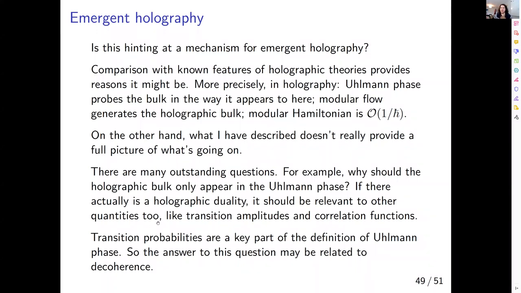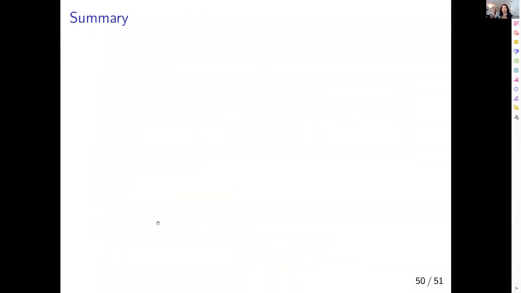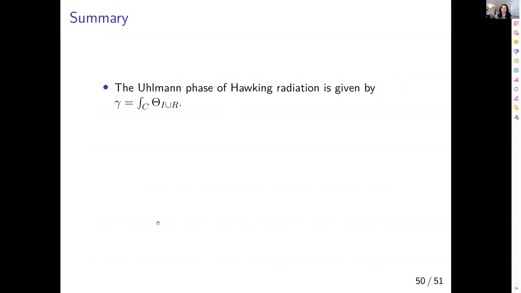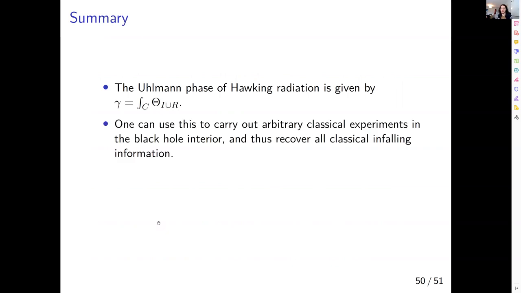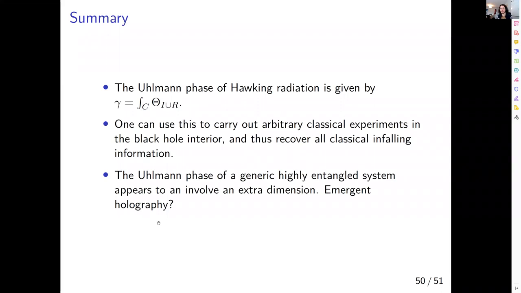So let me summarize what I've told you about today. First, I showed how one can derive this formula for the Uhlmann phase of Hawking radiation in terms of the classical phase space of the island. Then I explained how one can use that formula to recover all of the classical information that falls in. And finally, I gave an outline of how you can derive a path integral formula for the Uhlmann phase of a generic highly entangled system that appeared to evolve an extra dimension in the classical limit. And I suggested that this could form the skeleton of a basis of a mechanism for emergent holography.